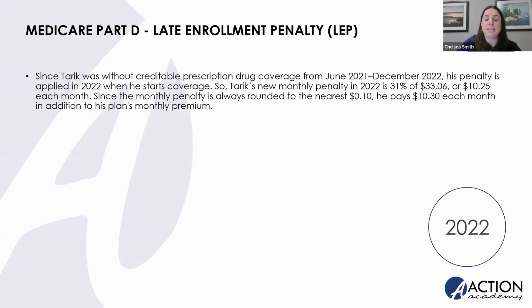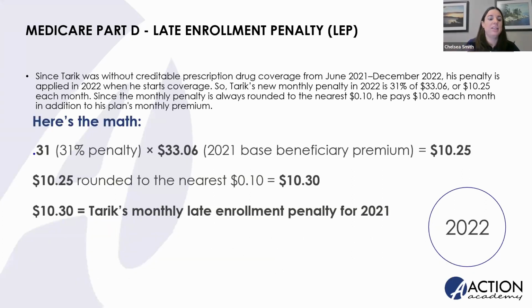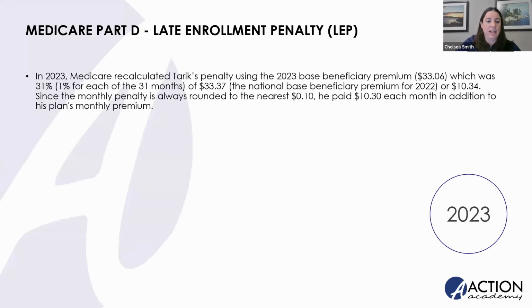So Tarek's new monthly penalty in 2022 is 31% of $33.06, or if you do the math, it's $10.25 a month. And since that monthly penalty is always rounded to the nearest 10 cents, he pays $10.30 each month in addition to his plan's monthly premium. So if you take a look at the math there, this is what it would look like. 31% of the penalty times that $33, you get his late enrollment penalty. Add that to his premium, that's how much he's going to pay. And then this would be refigured again in 2023 because it changes yearly.